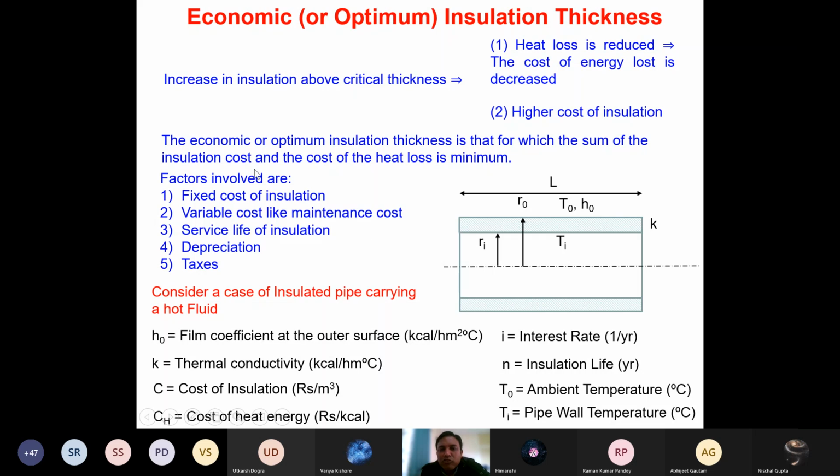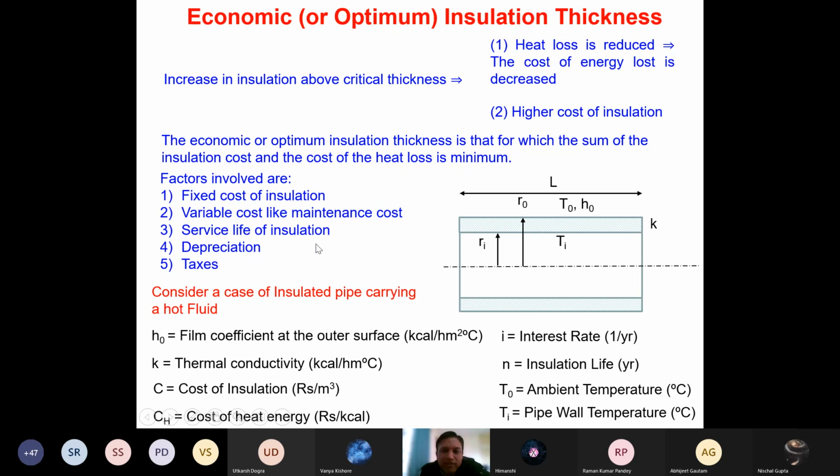So what are the factors? First is the insulation you are going to buy today, and that insulation is going to last for a few years, maybe 10 years, 20 years. You are not going to replace your insulation every year. You will buy today, but it will last maybe 10 or 20 years, depending on the quality of the insulation you are using. So there is a fixed cost of insulation in year number 1, then a variable cost like maintenance cost.